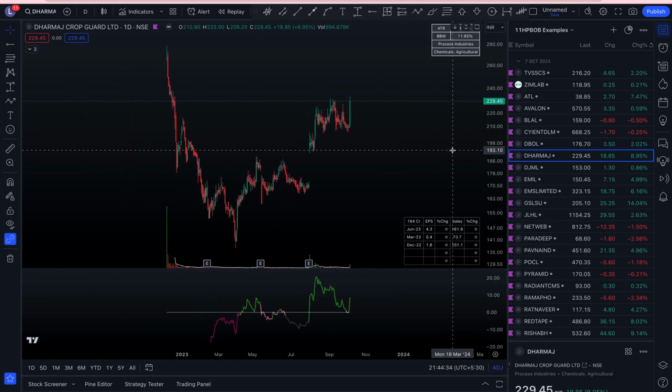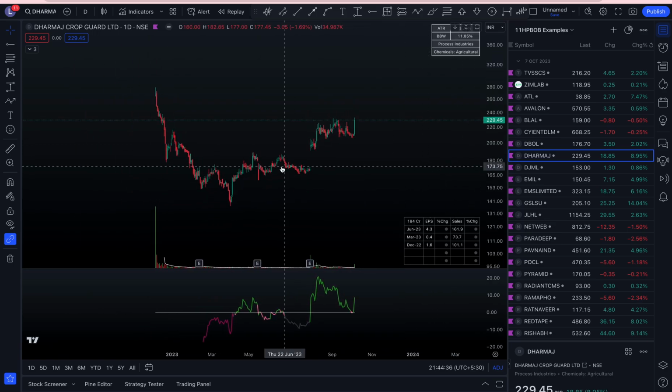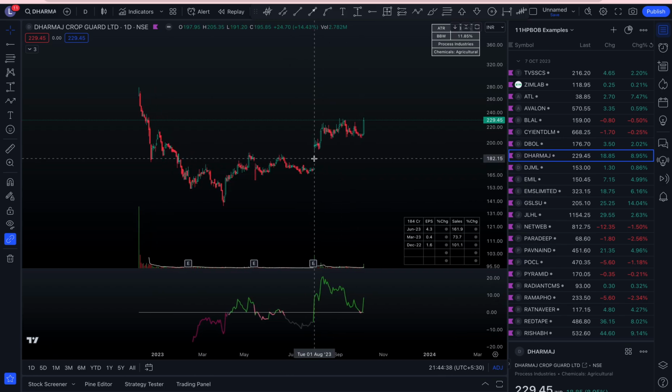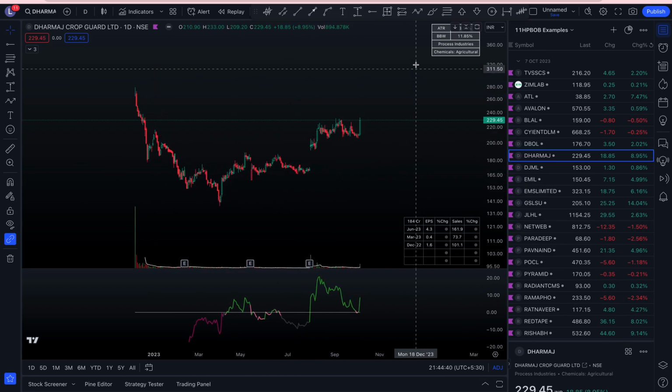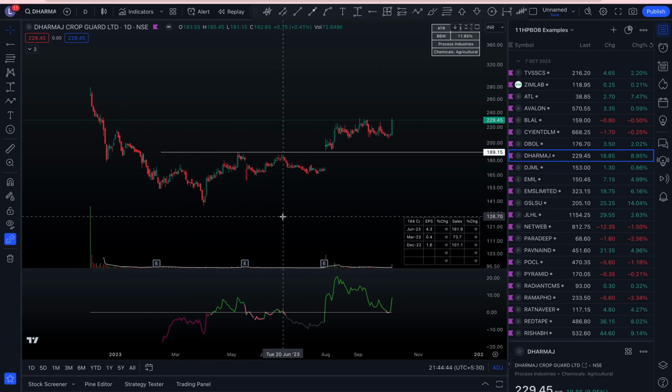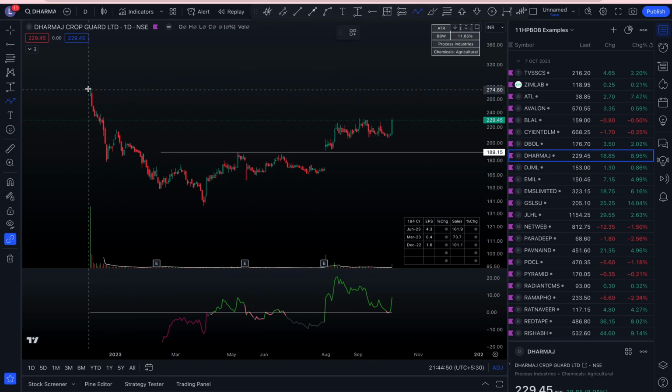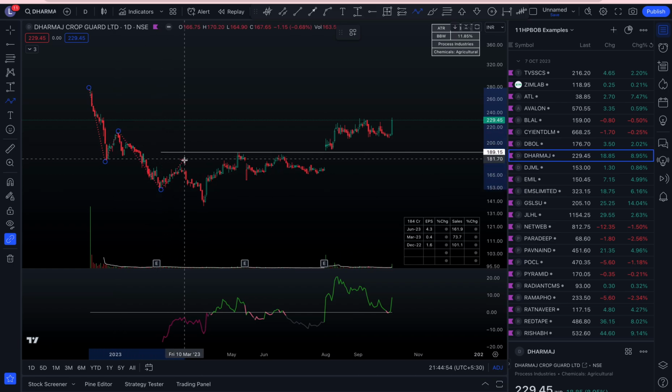Dharamraj Crop Guard Limited. So see, there was an early entry, and the early entry was here. Now, above this is basically your trend change. Okay, simple. हमें ज़्यादा सोचने की ज़रूरत नहीं है. We just count the higher highs and higher lows and see how it looks.